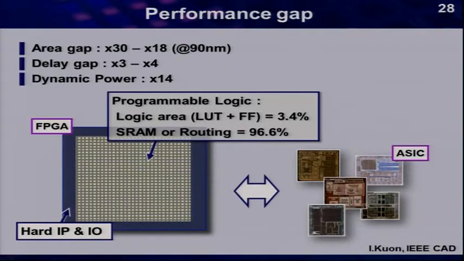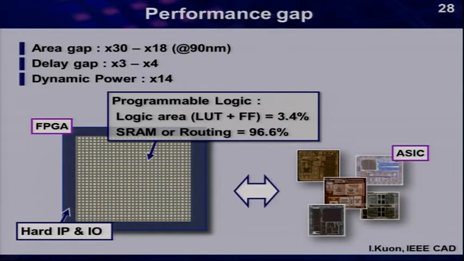You can understand the area gap by considering the area of functional logic block in a chip. On the left, here is the schematic of FPGA again. The FPGA is composed of logic cell and hard IP core. In the programmable logic, the functional block only takes 3.4%. The rest of area is occupied by programmable connections. The area of functional block in FPGA corresponds to the area of ASIC. The average area ratio is around 30.